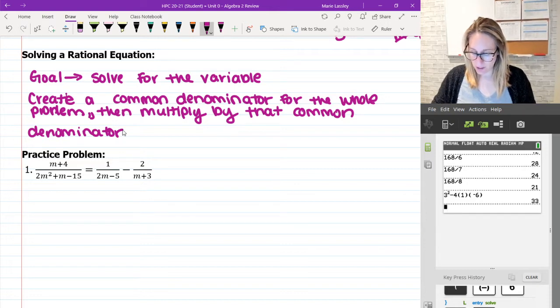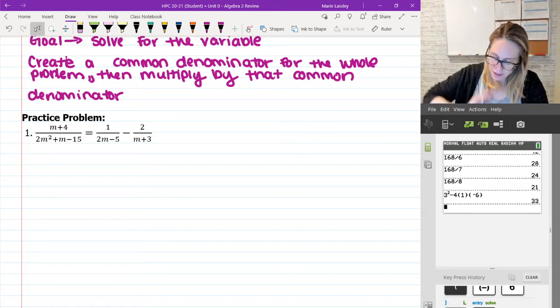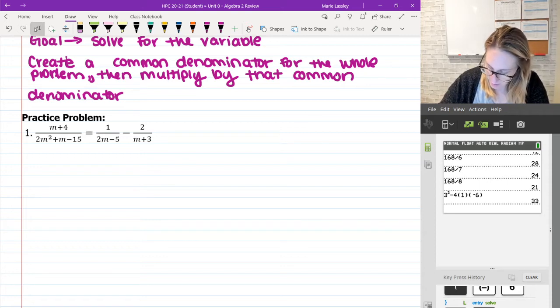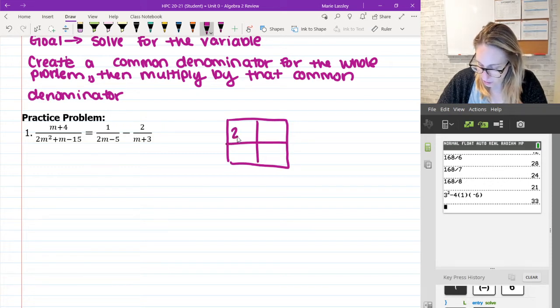Looking at this lovely practice problem, we see that there are chances for us to do some factoring. We have this 2m squared plus m minus 15. That definitely looks like it can probably be factored, so that's where I'm going to start. First things first, I'm going to factor that. This is one where I'm going to use my box. I'm going to put my 2m squared in the top corner and my minus 15 in the bottom corner.